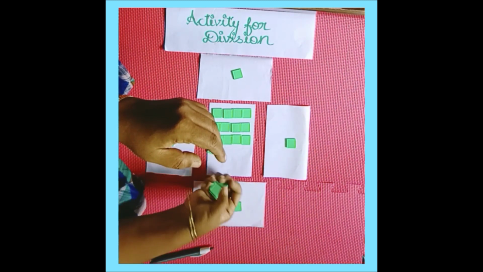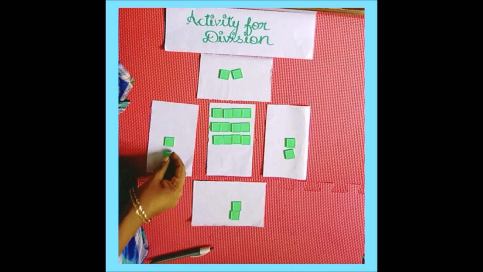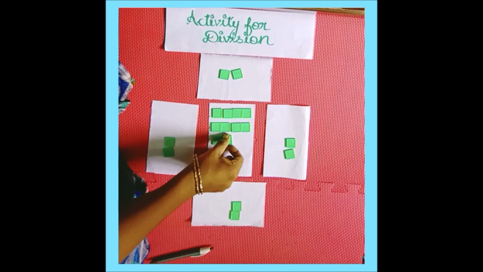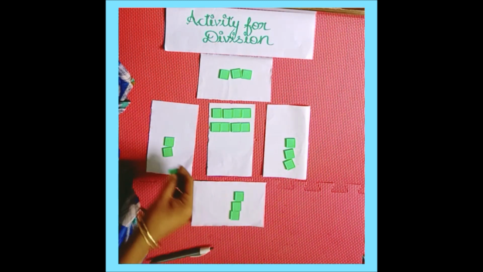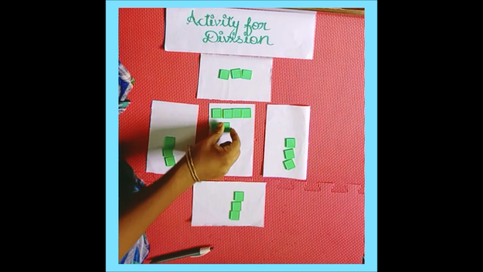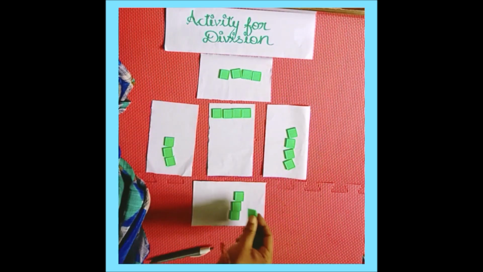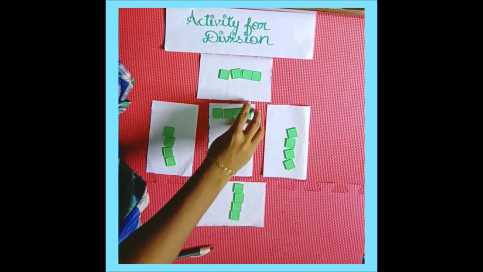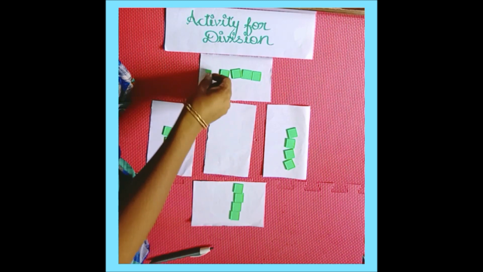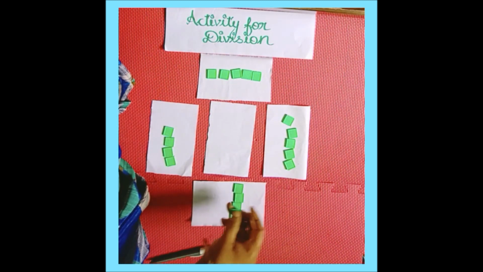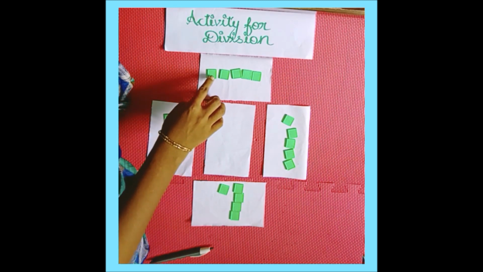Okay. So you have to take 4 coins at once and give 1 coin to each part. Similarly, you have to distribute all the coins by taking 4 at once. Then the number of coins in each part gives you the quotient and the remaining coins give you the remainder. So there are no remaining coins. Let us check our quotient.